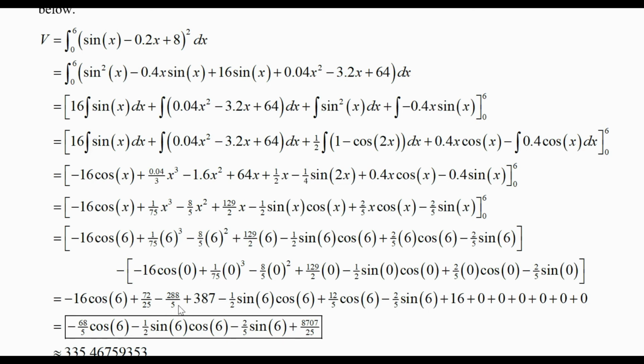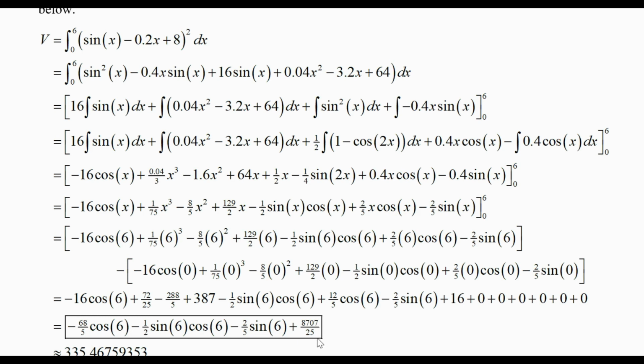And then the rest of this is constant, so we can add up 72 25ths minus 288 fifths plus 387 plus 16. Just do that on your calculator and change it to a fraction form. If you did it by hand, you're going to have to get a common denominator of 25. Get all those as common denominator fractions and add the numerators. And if you do that, I'll leave the details to you.